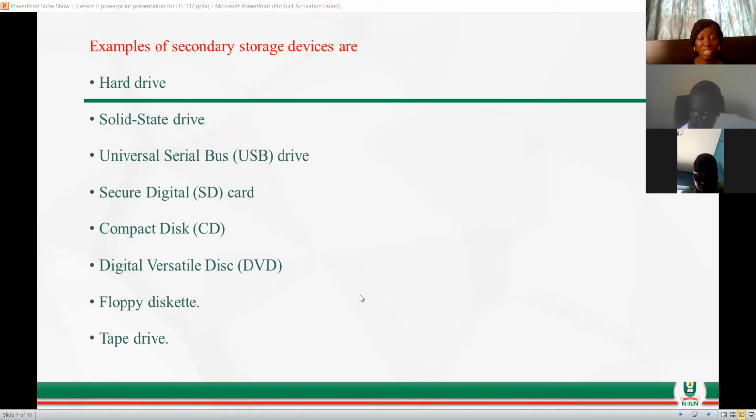We also have the DVD. DVD is also an external storage device. The difference between the DVD and the CD is that the DVD has a larger storage capacity. You can store videos, a lot of times videos.